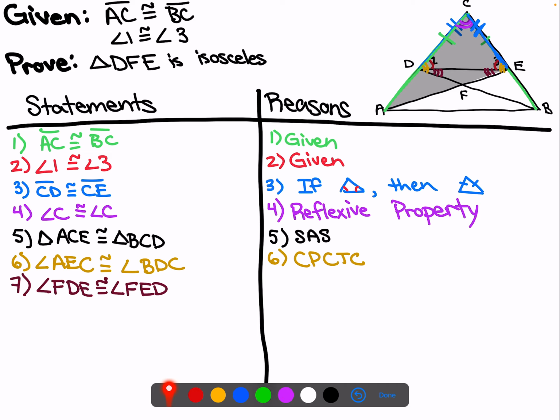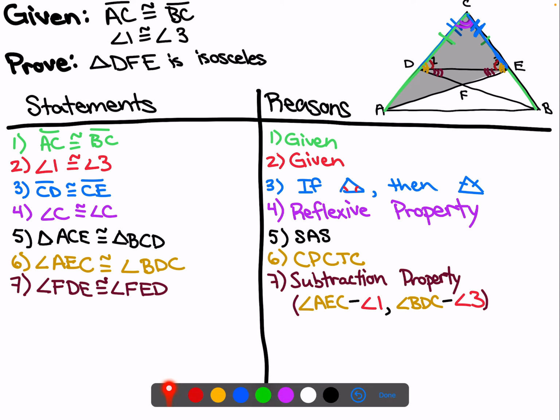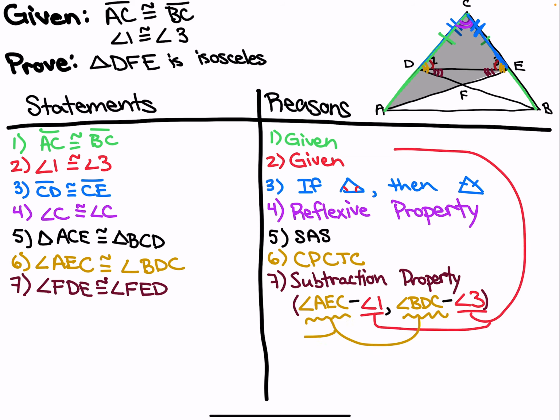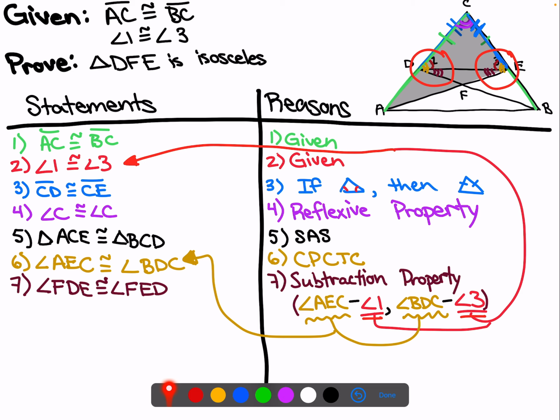Well, what's a good property for that if I'm taking something away? Well, that would just be the subtraction property. I'm just using angle subtraction. So I'm taking angle 1 away from angle AEC and angle 3 away from angle BDC. And again, we can see that both of these are already in our proofs for statement number 6 and statement number 2.